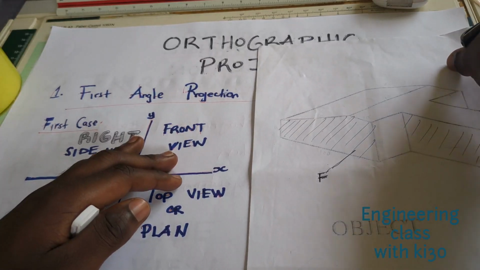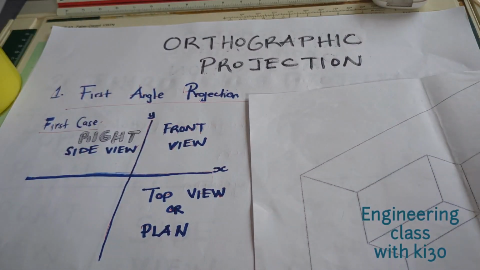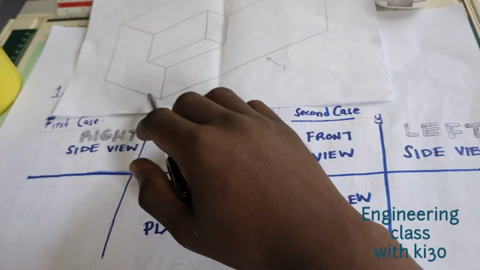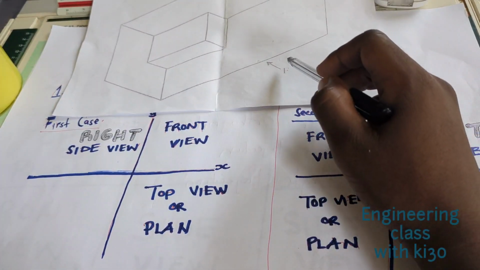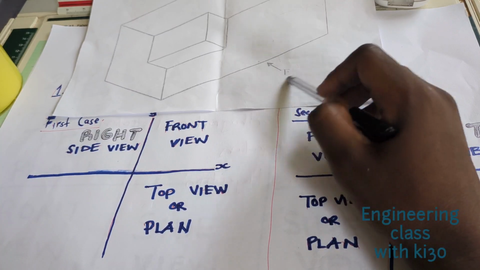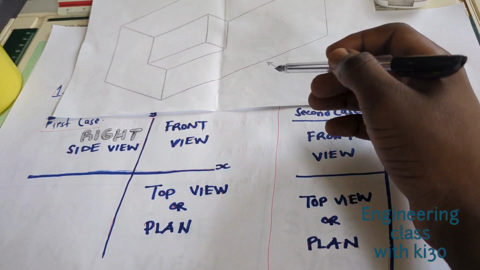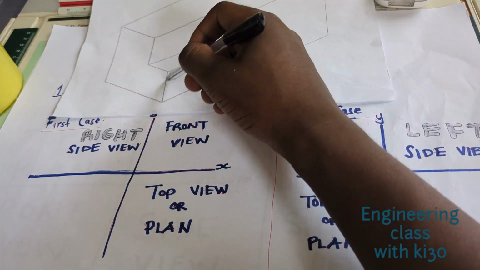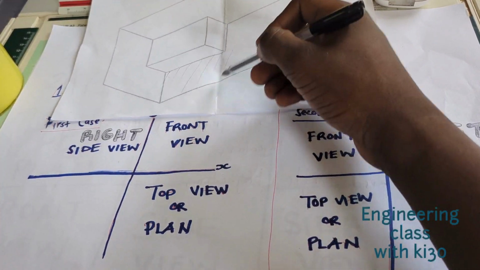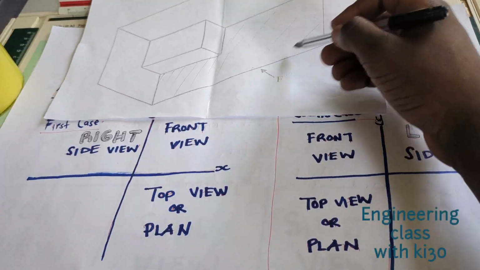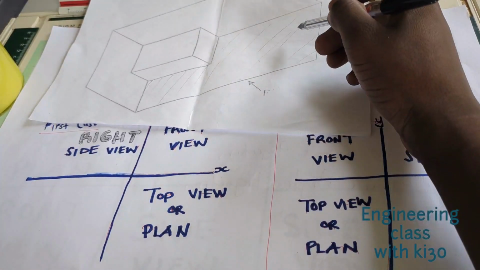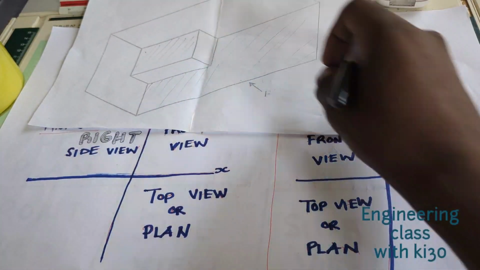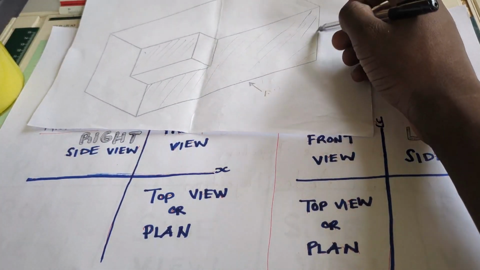But also here, we are going to see the second case. This object here, for the second case, you can see this is the front. As I've said, the front side is always portrayed by a letter, for instance here it is represented by the letter F. So this is our front side, what we view when we are at the front.